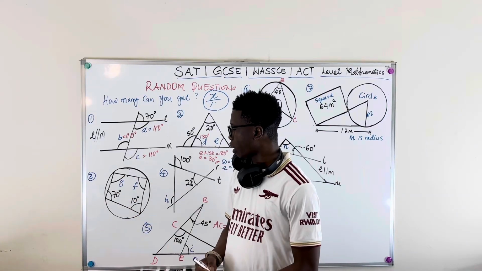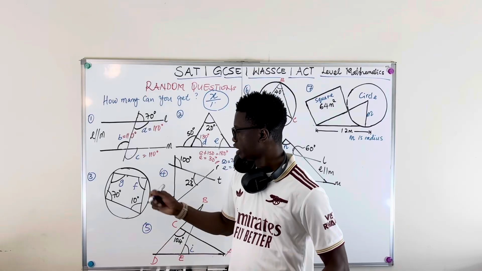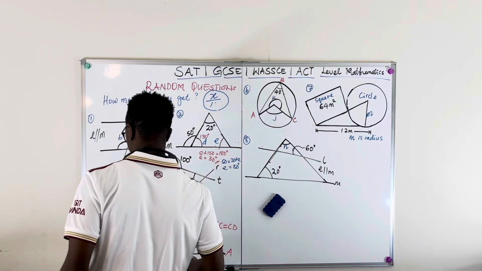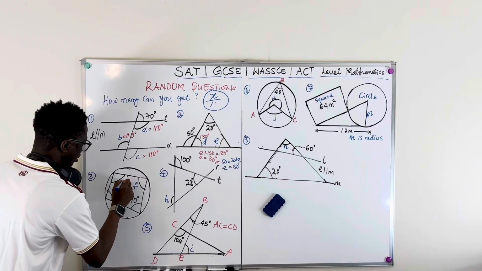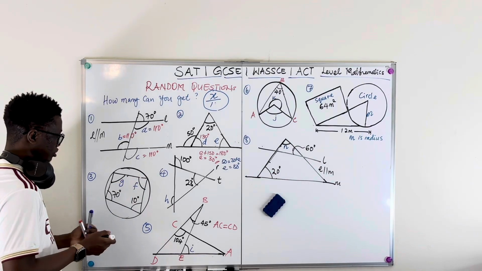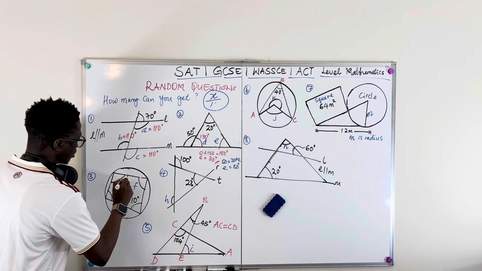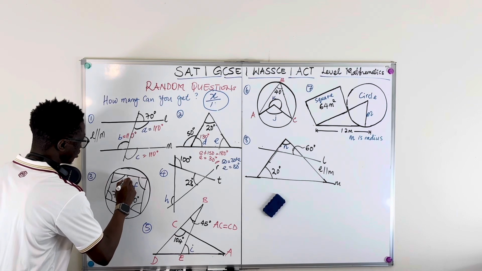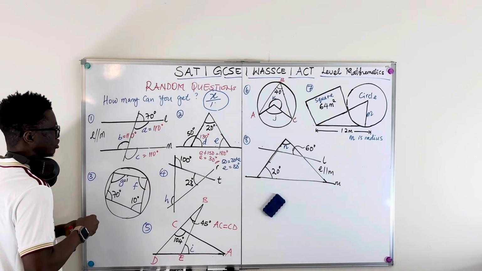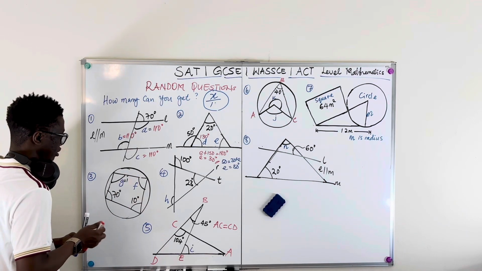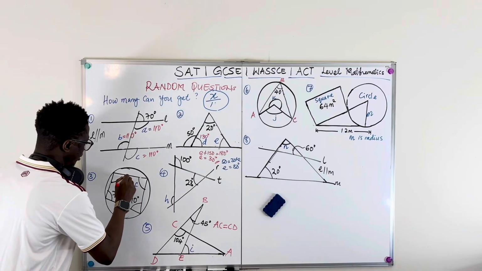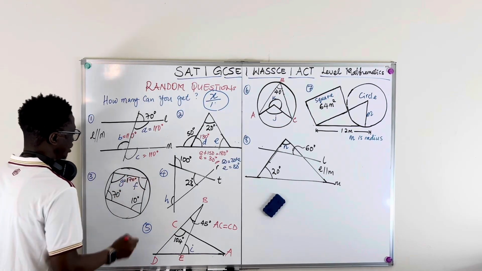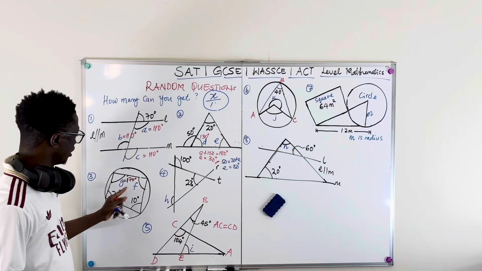If this is 10 already, then this G is going to be, you subtract from 180, so this is going to be 170, right? Let me use a red marker. So this is going to be 170 degrees. Same thing here again, this and this.